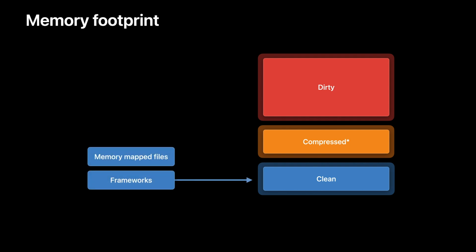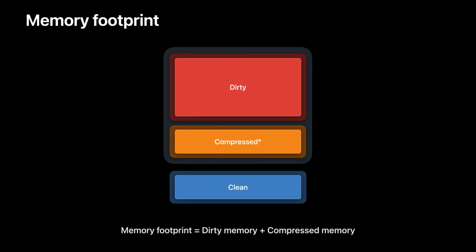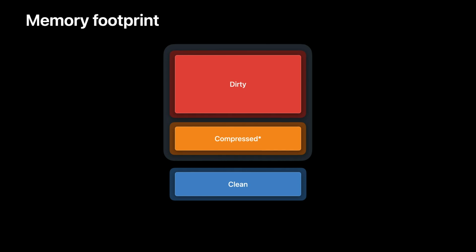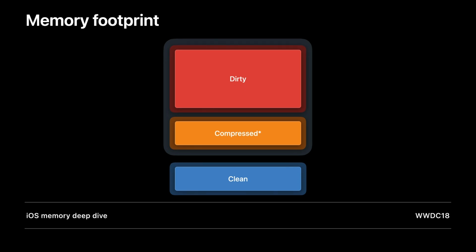And finally, we have clean memory. Clean memory is memory that has not been written to, or data that can be paged out. For example, these can be memory map files, such as images, that are on disk but loaded into memory, or they can be frameworks. When we refer to your application's memory footprint, we're really talking about your app's dirty memory and compressed memory together. Clean memory does not count here. This is a high-level understanding of your memory footprint. For a more in-depth, detailed explanation, we recommend you check out the iOS Memory Deep Dive talk from WWDC 2018.